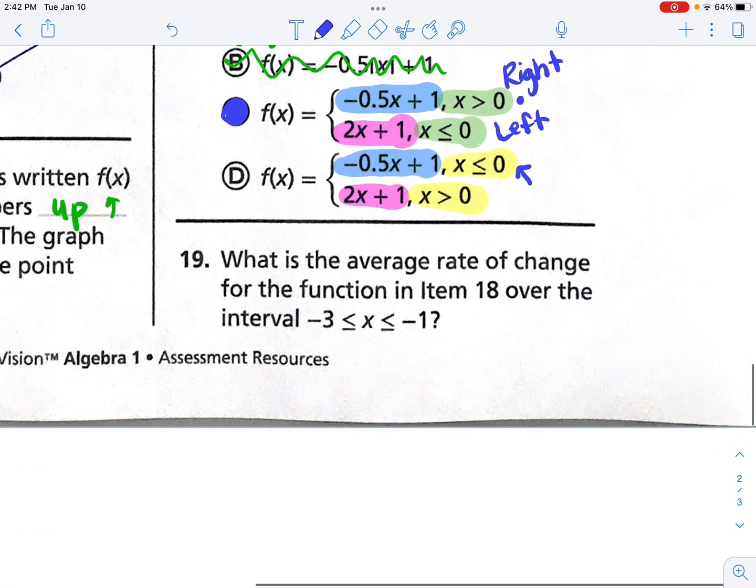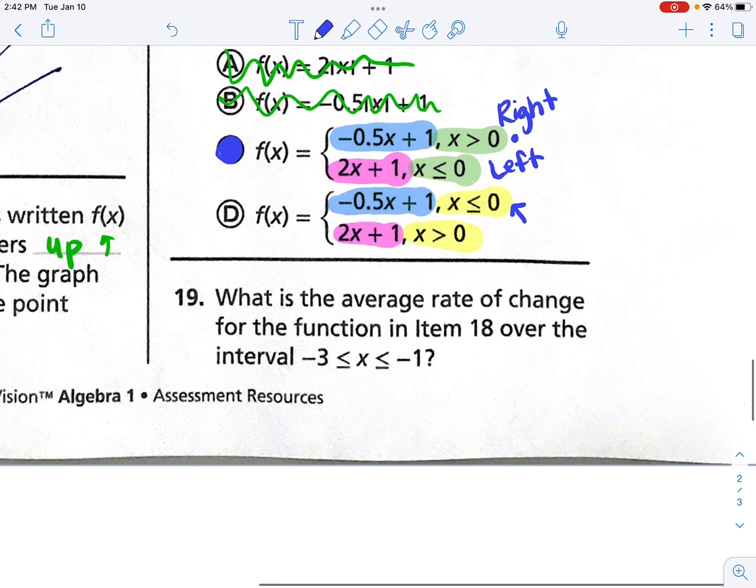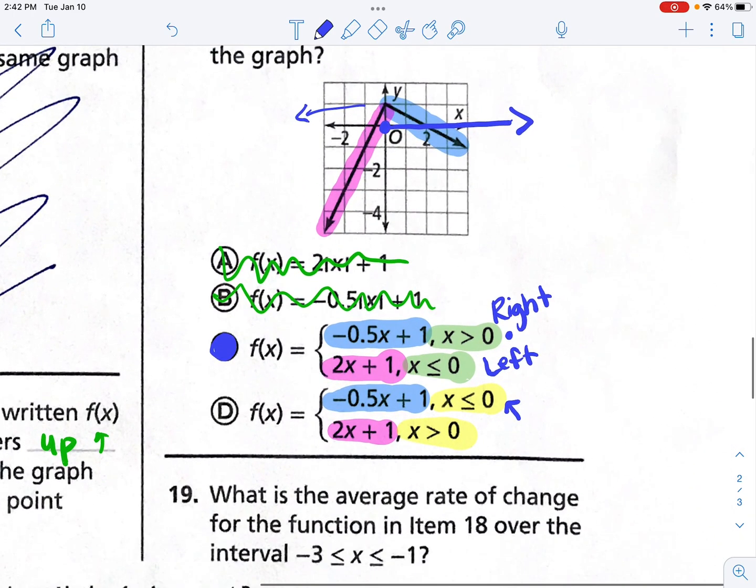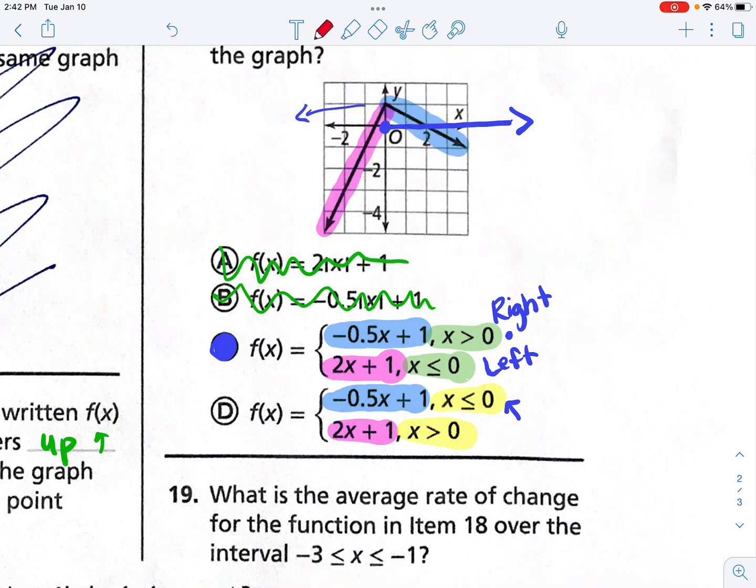Okay, last one. What is the average rate of change of the number 18, the one we just did, over the interval from -3 to -1? You're just finding slope, guys. I know we talked about the average rate of change but didn't go over it, but we know how to do slope really well at this point. On -3, that's right here, and -1 is right here.